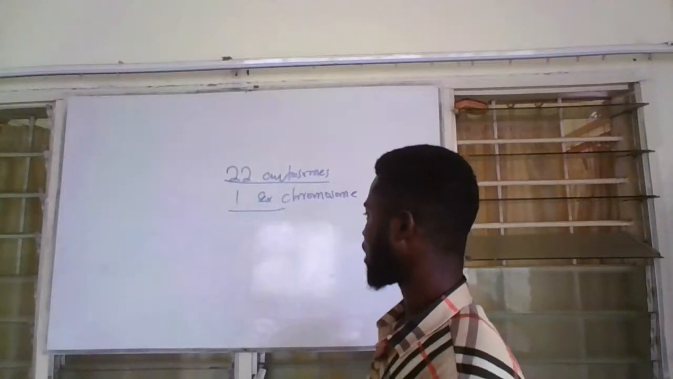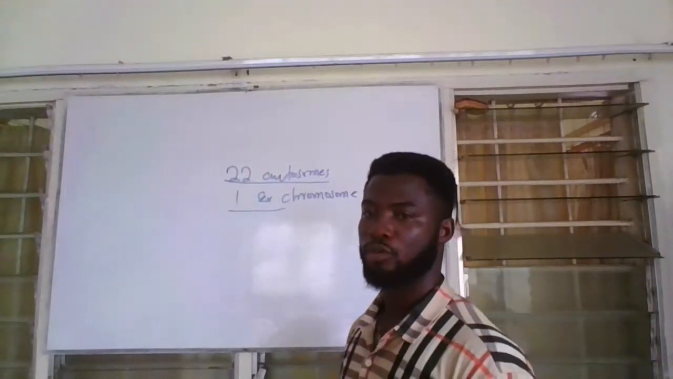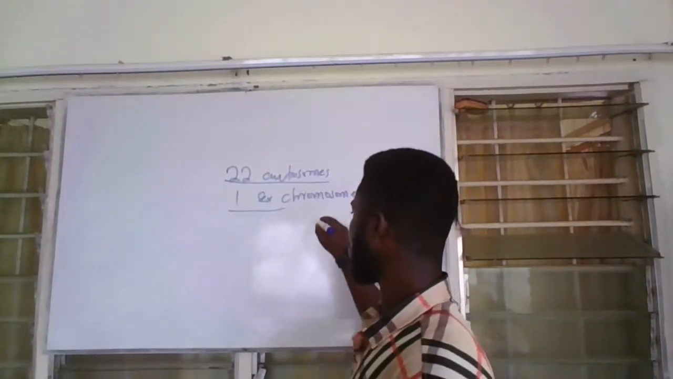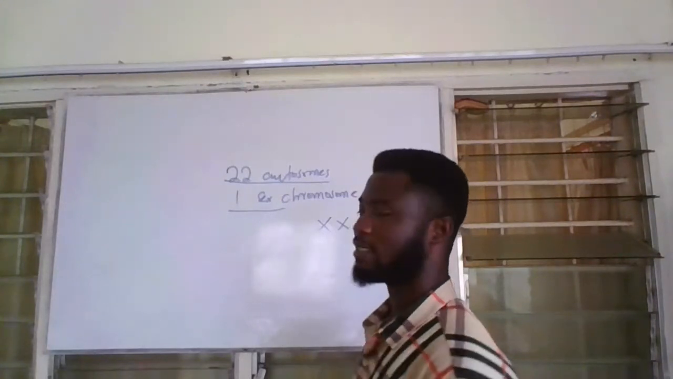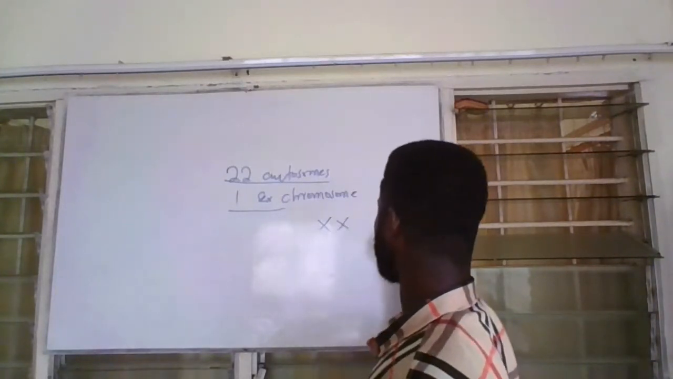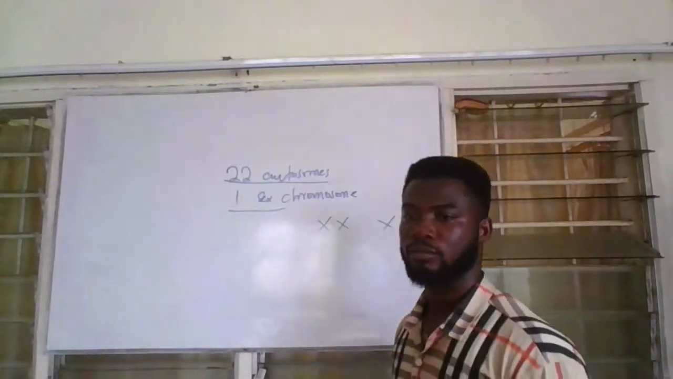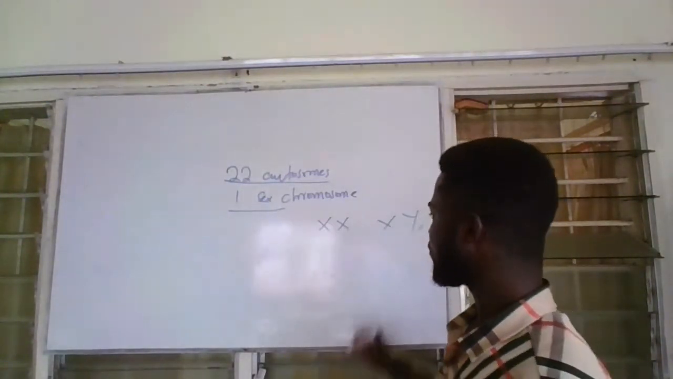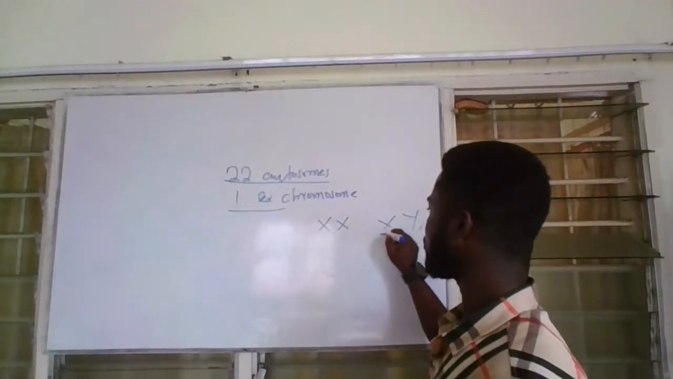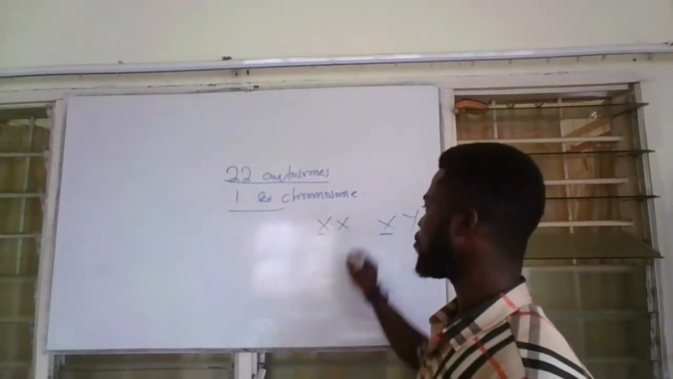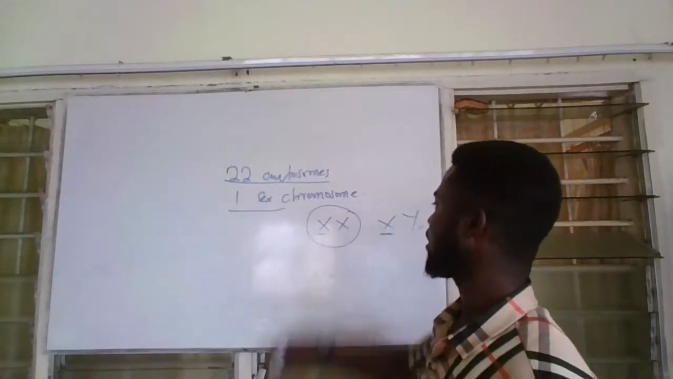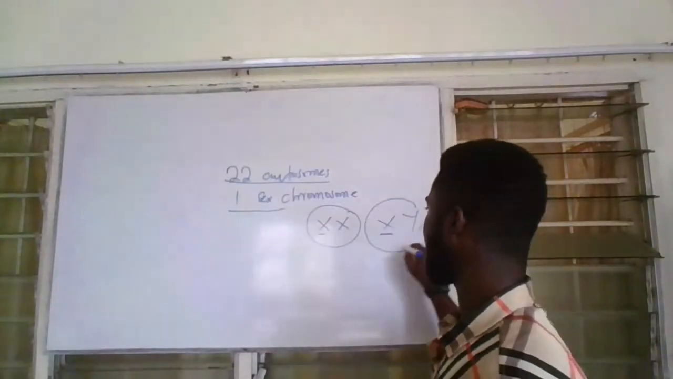The sex chromosomes are the last portion of the chromosomes. A female has an X and an X, and a male has a Y and an X. Genetically, every human being starts off as female. Every female has two X's, and the male has an X and a Y.